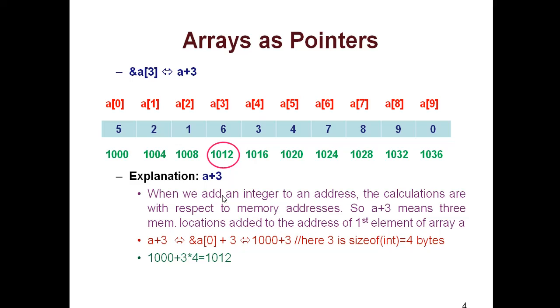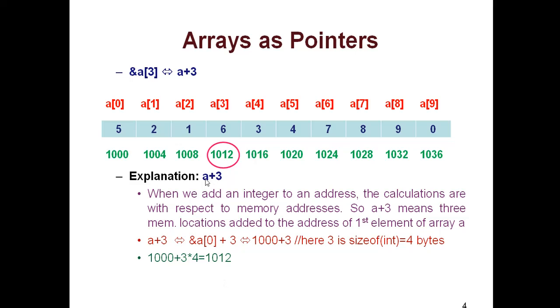So if this expression was a plus 1, then you would just move 1 location ahead, that is by 4 bytes. So 1000 plus 4, you will add 4 to it. If you write a plus 2, it will be 2 locations ahead. So it will be 8 bytes, 4 plus 4. Size of 2 integers you have to move ahead.